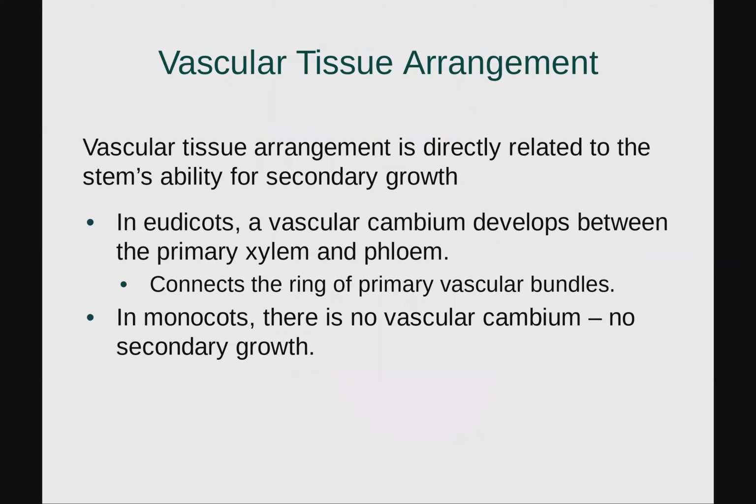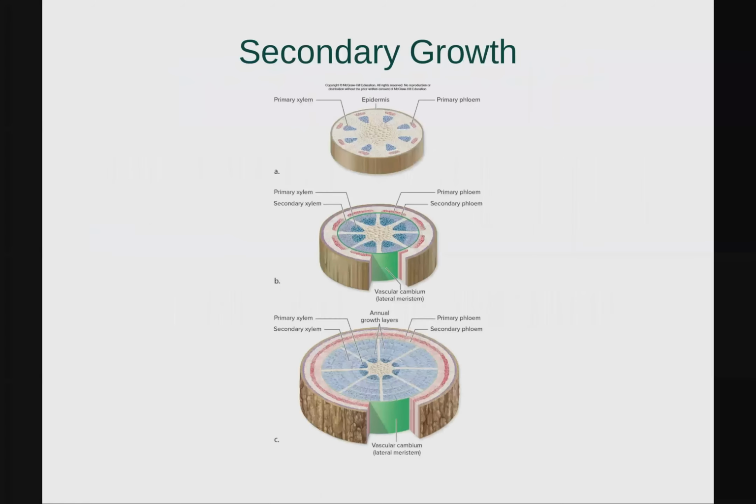Now, vascular tissue arrangement is directly related to the stem's capacity for secondary growth. So in our eudicots, a vascular cambium develops between the primary xylem and phloem, which connects the ring of vascular bundles. And in monocots, there is no vascular cambium, so there is no secondary growth overall. So we can physically look at what we have here, our secondary growth. We have our primary xylem, the epidermis.